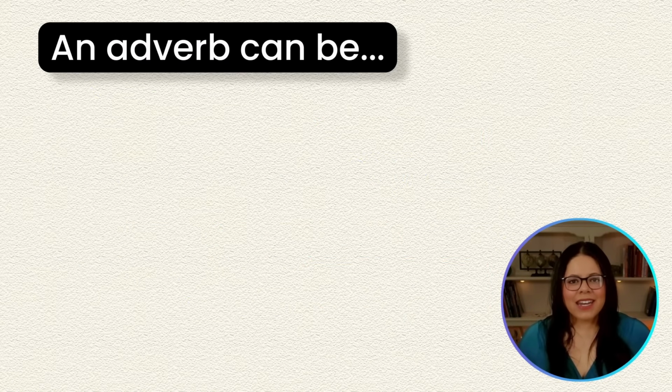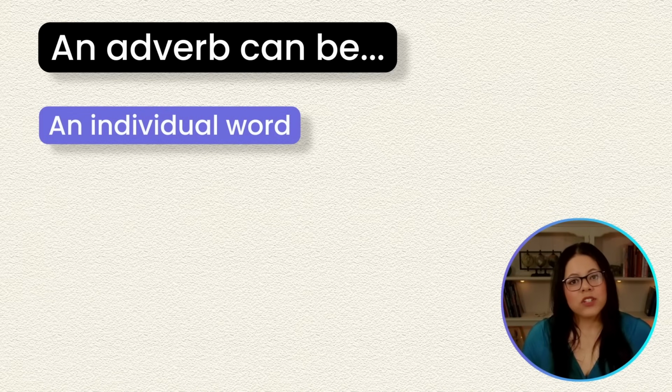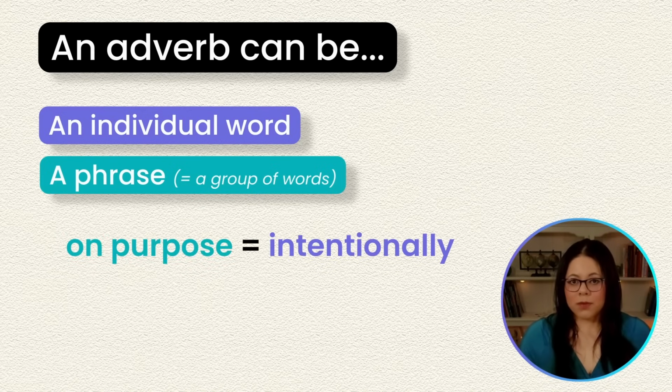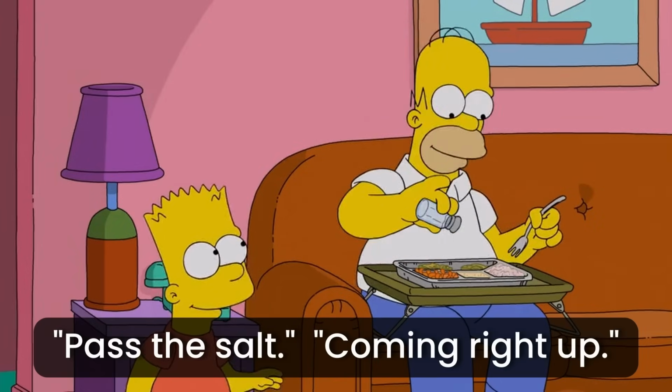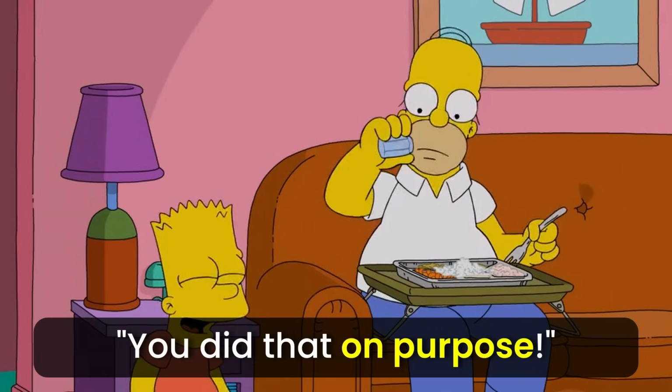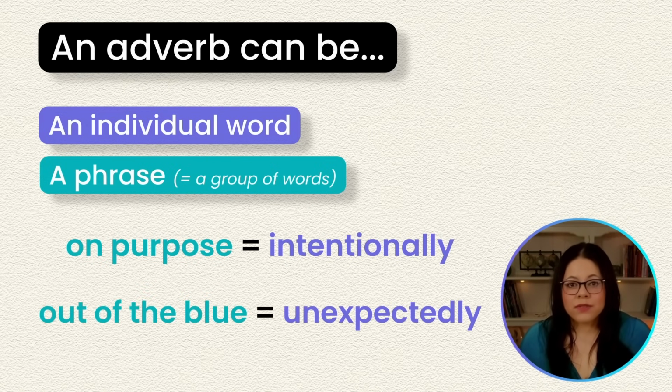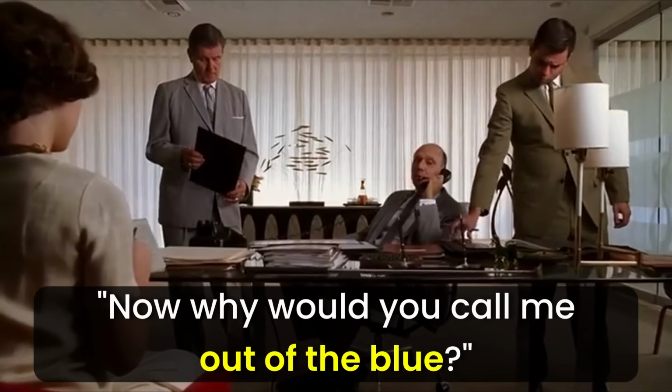Keep in mind that an adverb can be an individual word or a phrase. A phrase is a group of words. For example, you can do something on purpose, which means that you do something intentionally. Pass the salt. Coming right up. Oh! You did that on purpose! Or if something happens out of the blue, that means it happens unexpectedly. Why would you call me out of the blue?